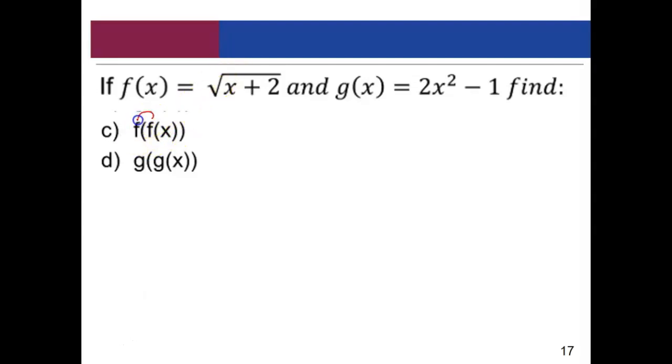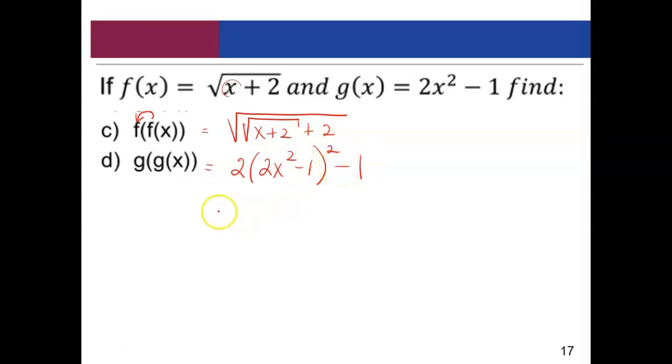Okay, you can do f of f of x. It just means you're going to put f into itself. So if I'm going to put f into itself, I'm going to put it in here. So I'm going to have the square root of the square root of x plus 2, and then plus 2. So I replace the x with this entire function here. We're not going to try to simplify that. In fact, there's not much you can do to it. If I put g into g, I'm going to have 2 times 2x squared minus 1, squared, minus 1.